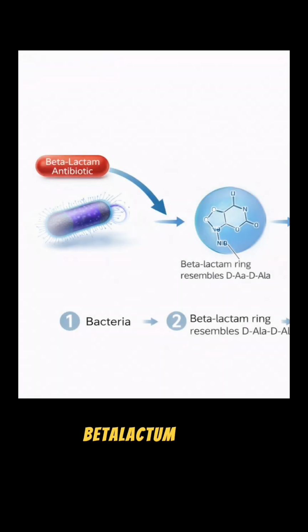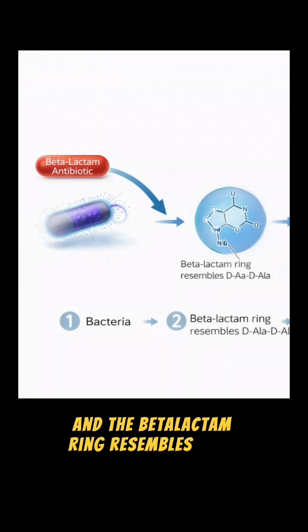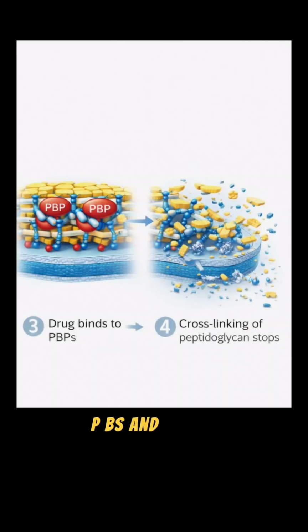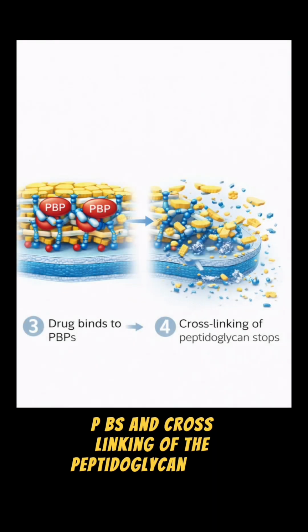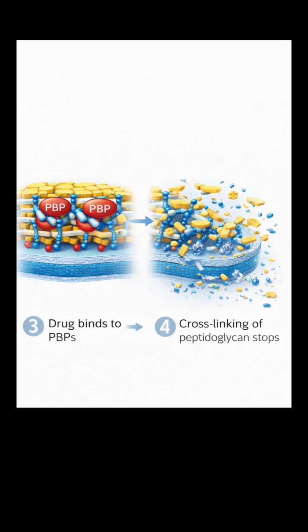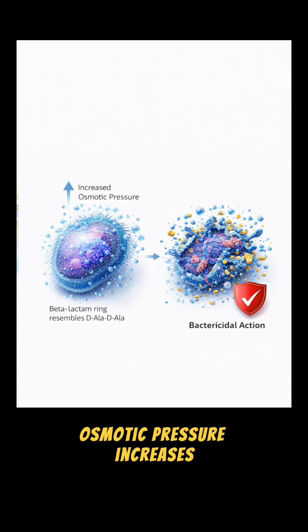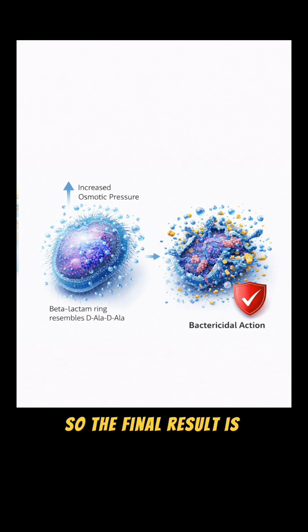Let us come to the mechanism of action. The beta lactam drug reaches the bacteria, and the beta lactam ring resembles D-alanine D-alanine. So the drug binds to PBPs and cross-linking of the peptidoglycan stops. Because of this, the cell wall becomes weak, osmotic pressure increases, and bacterial cell lysis occurs. So the final result is a bactericidal action.